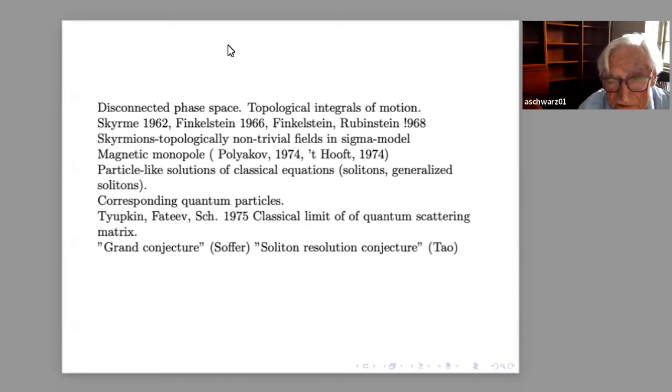What Polyakov and 't Hooft understood is that if you have a gauge theory which corresponds to a non-commutative gauge group, then you can construct smooth magnetic monopoles, smooth solutions, smooth fields that have non-trivial magnetic charge. This magnetic charge can be obtained as an integral of the magnetic field strength over some sphere.